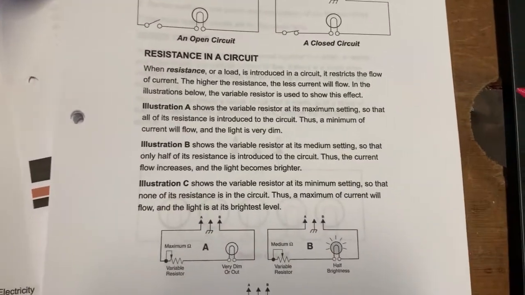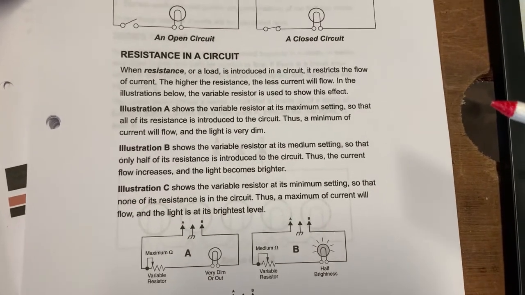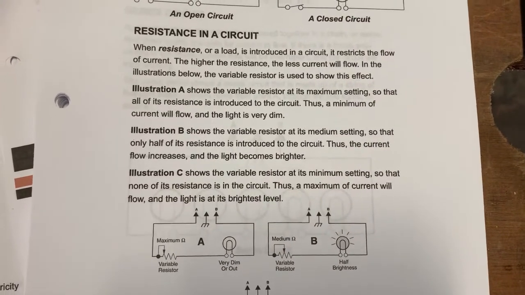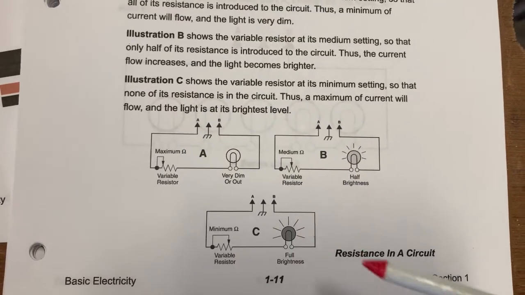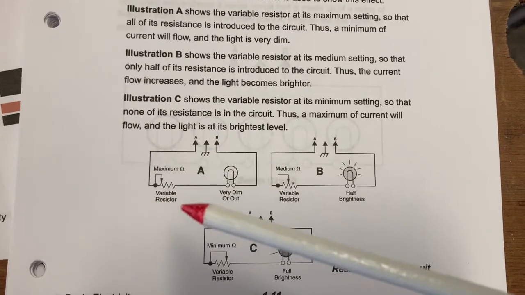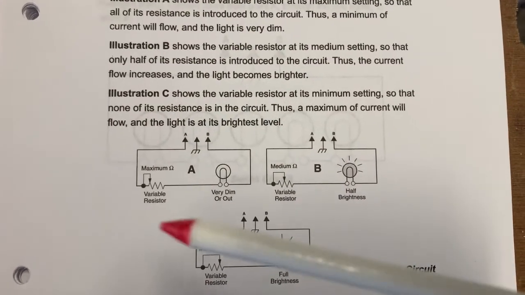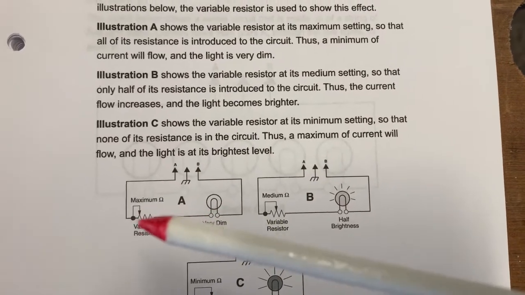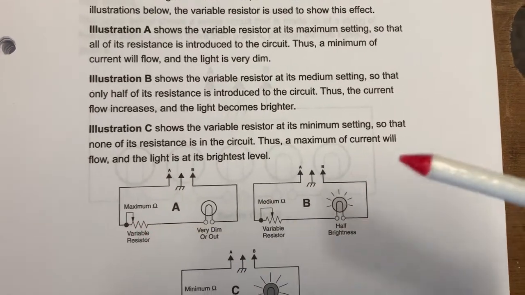Now, resistance in a circuit. In the example they give here, resistance is anything that impedes the flow of current. It resists the flow of current. And in this case, they've inserted, in place of a switch, a variable resistor. And what that does is it doesn't allow all of the current to flow through when it's in a very high level of resistance.